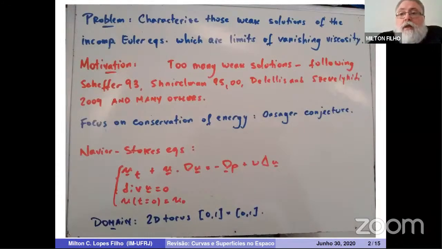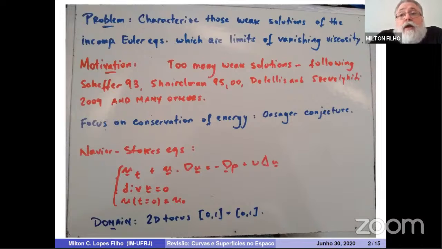So the basic underlying problem is to study properties that are specific to weak solutions of the incompressible Euler equations which happen to be limits of vanishing viscosity. We would say those which are physically meaningful. Okay, and the motivation is very clear, right?